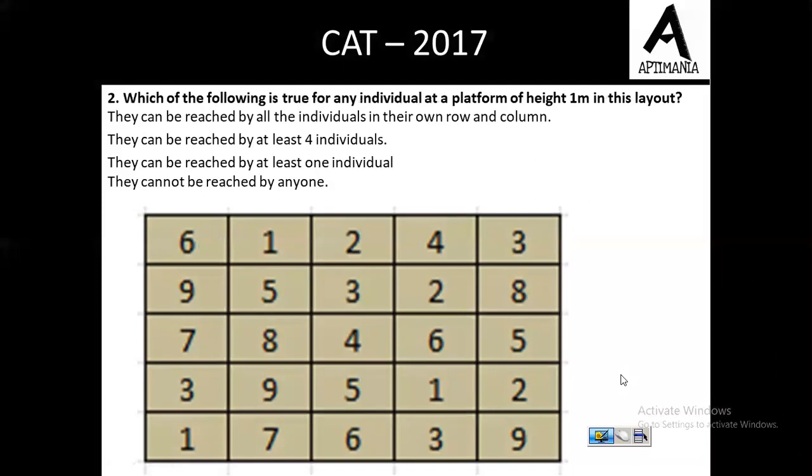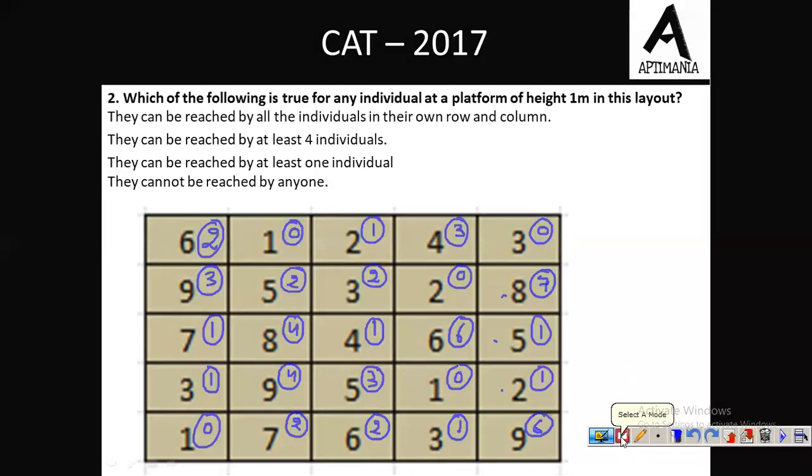Next question. Which of the following is true for any individual at the platform of height 1? Those who are at the platform of height 1, we are talking about this, this, and this. Okay, so what is true about them? They cannot be reached by anyone. No one can come to these. We can see here, there is 0 here, 0 here, and 0 here. So the correct answer to this question is option D. They cannot be reached by anyone.